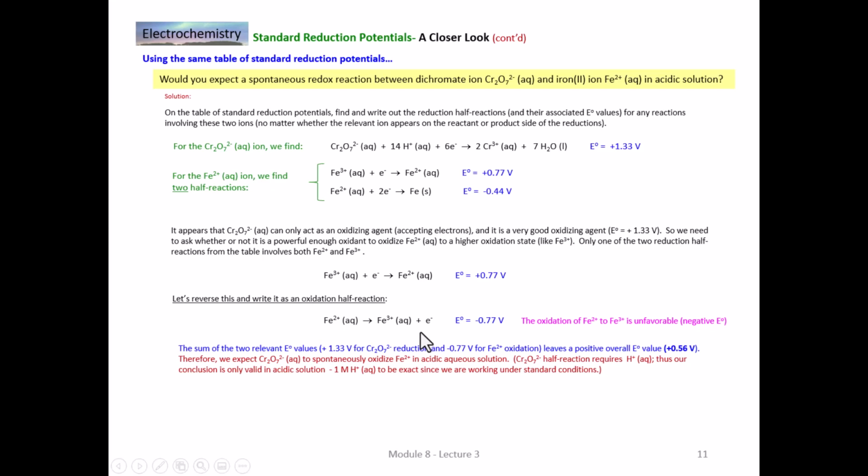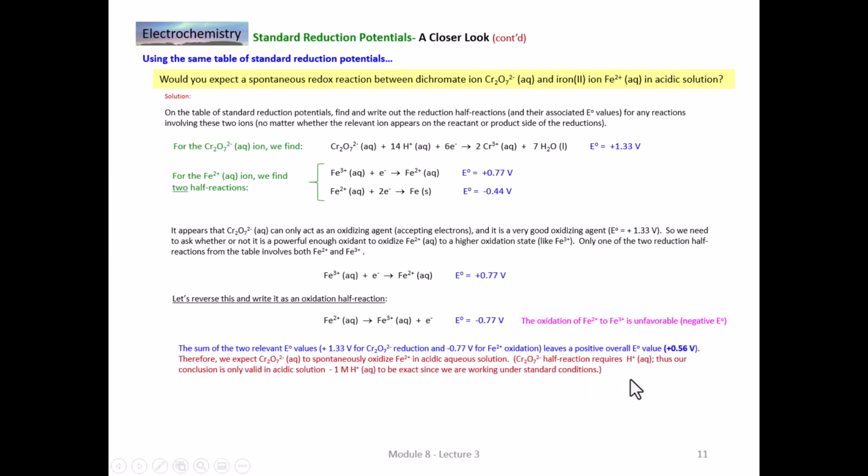the overall potential for the reaction would be the standard potential of the reduction of dichromate, plus 1.33 volts, and the oxidation potential of iron 2+ going to iron 3+, which is unfavorable by 0.77 volts. So you'd add plus 1.33 minus 0.77, which gives us a positive overall potential of plus 0.56 volts. Therefore, we would expect dichromate to spontaneously oxidize, or remove electrons from, iron 2+ in acidic solution. The dichromate half reaction does require hydrogen ions, thus our conclusion is only valid in acidic solution, specifically 1 molar hydrogen ion concentration, since we're working under standard conditions.